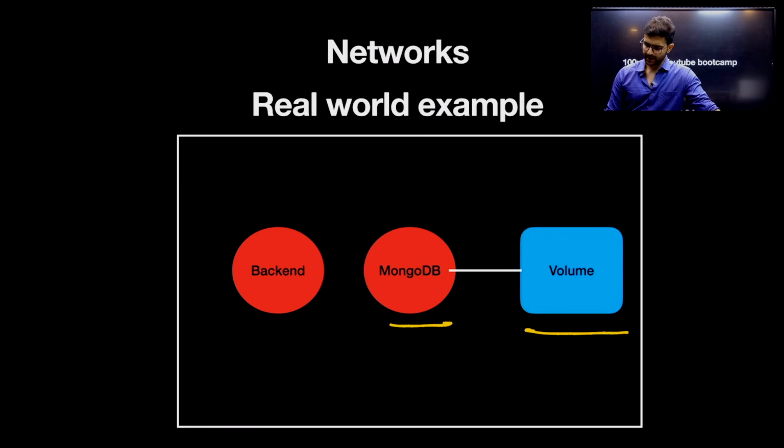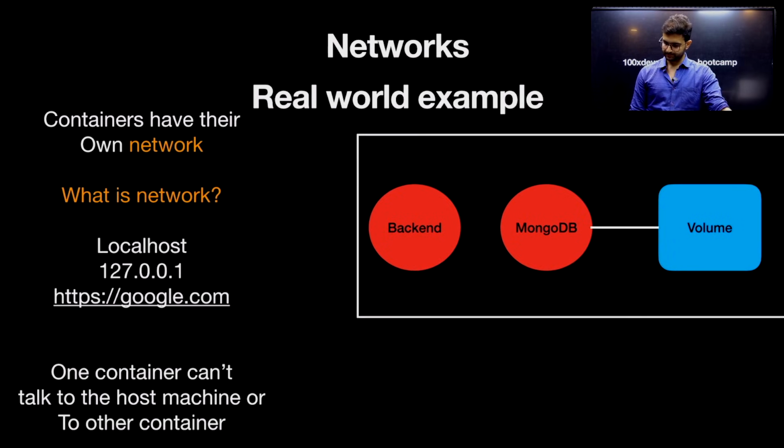I have a backend, I have a MongoDB, I have a volume. These two are containers. This is a Docker volume. This should be my final setup for a very nice backend application. The problem is containers have their own networks. What is a network?